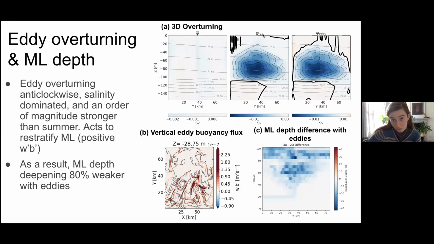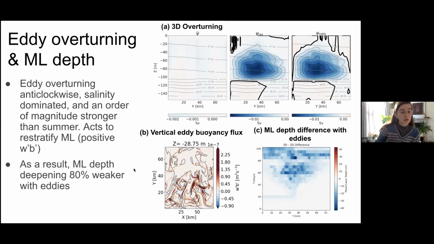So this residual stream function is negative, and that's the opposite direction to the summer because the meridional density gradient is the opposite sign, and it's also stronger than in the summer, which is possibly because the mixed layer depth is deeper, which has been shown in parameterizations, for example, of mixed layer eddies, that the stream function could be proportional to mixed layer depth or mixed layer depth squared.